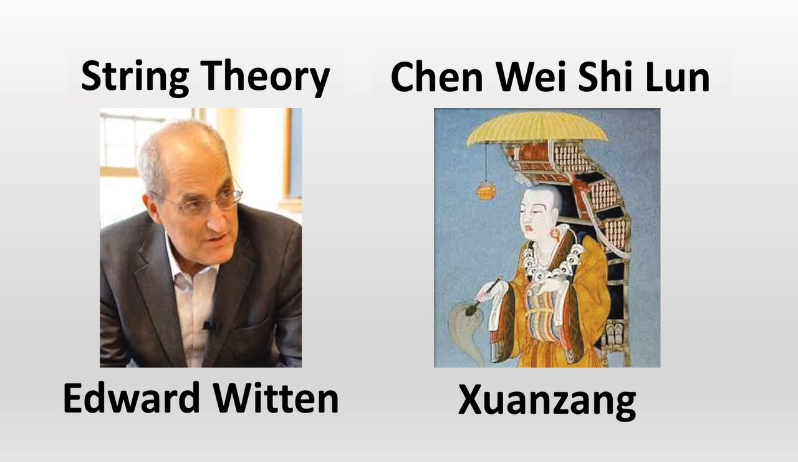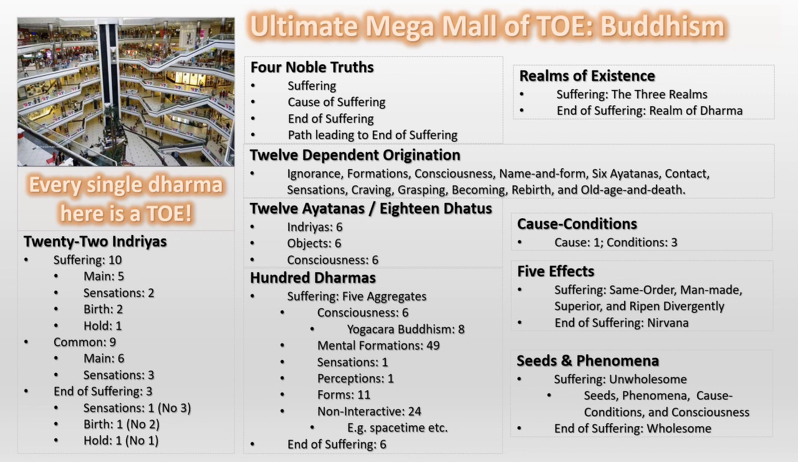We shall now have an overview of Yogacara Buddhism. First, it is important for us to understand Buddhism. When it comes to theory of everything, Buddhism, especially Yogacara Buddhism, is the ultimate megamall of theories of everything. There are 9 dharmas, or laws, listed here. Each is a theory of everything. Why are there so many theories of everything?